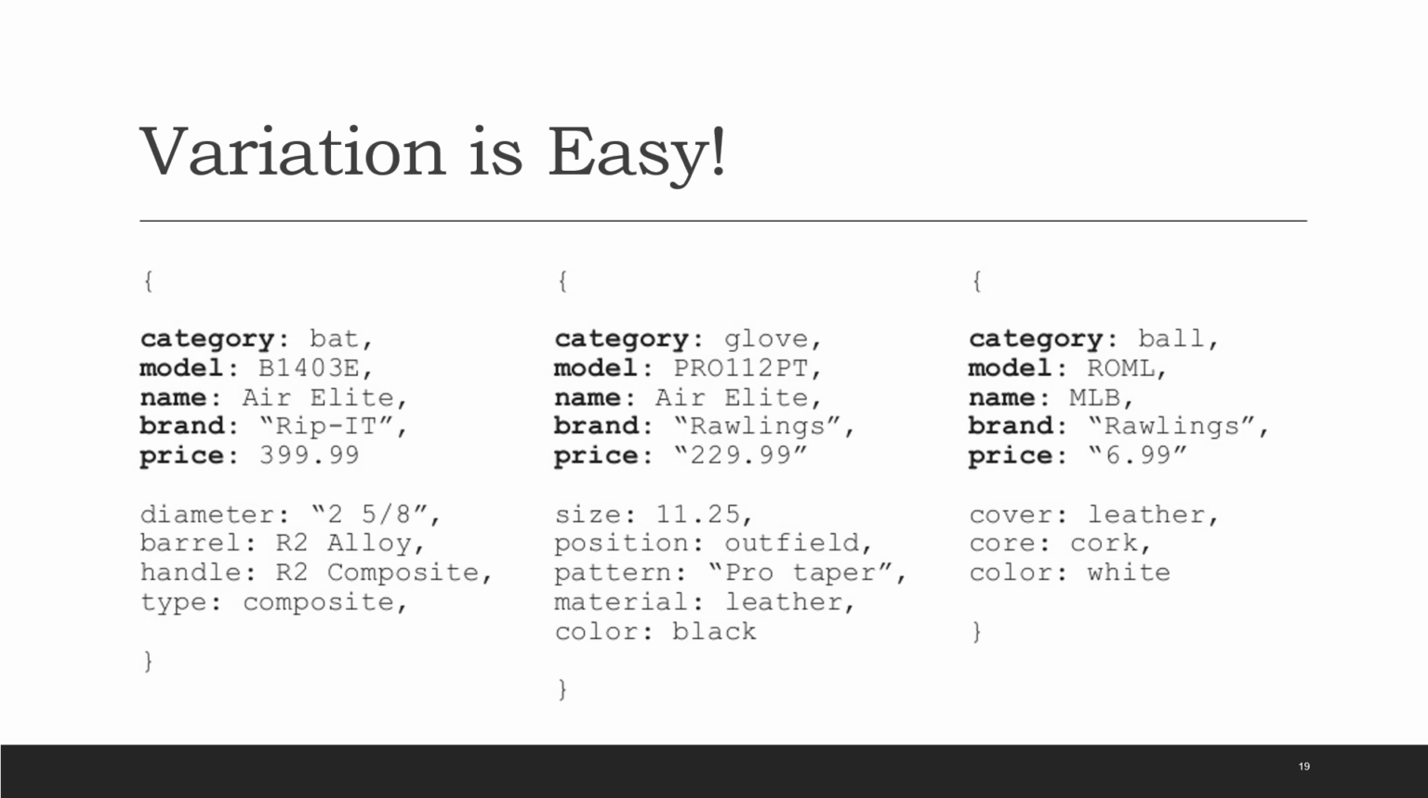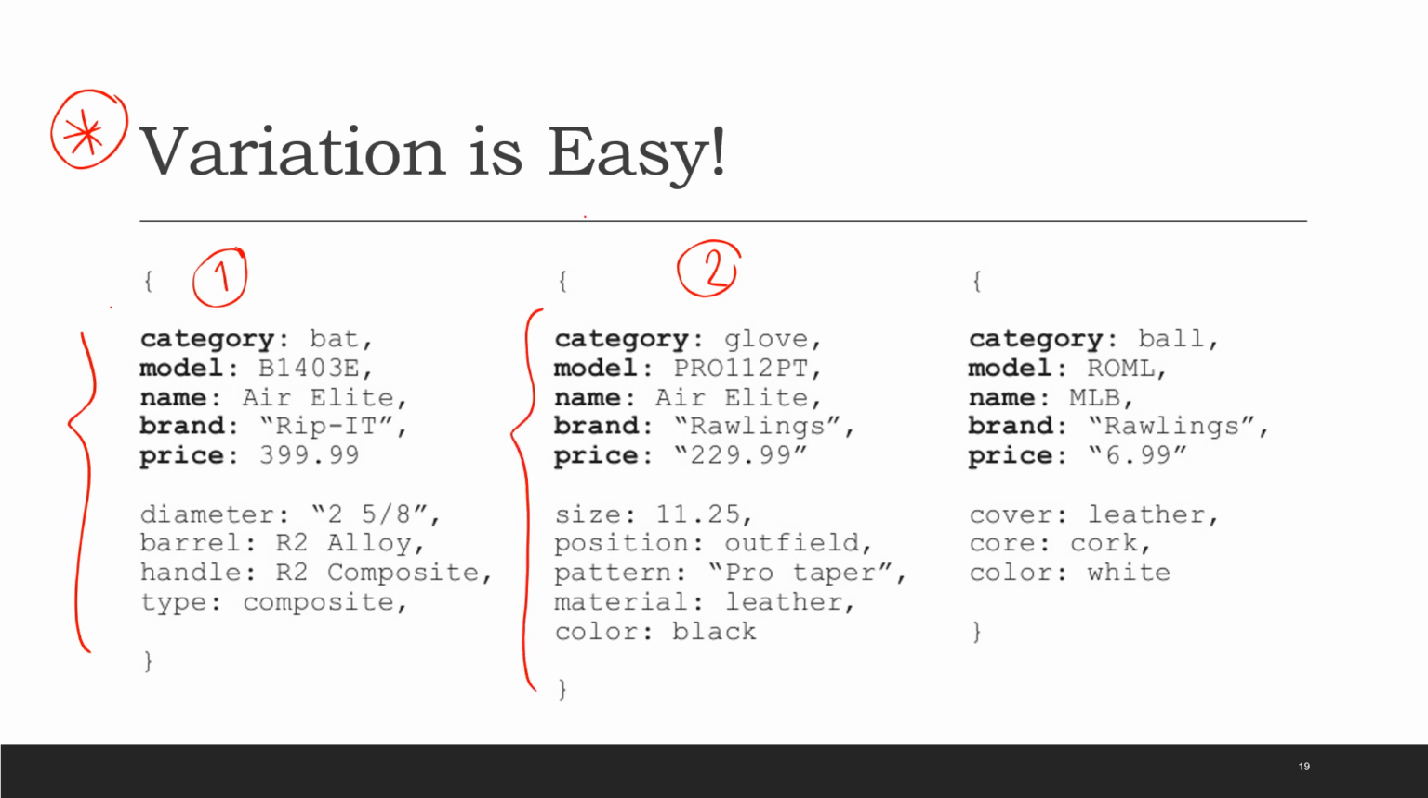Again, in summary, similar to the previous bicycle example, you can see that variation is easy. The first product, which is a baseball bat, has this document structure. The second product, which is a baseball glove, follows this different structure. And then the third product, a ball, follows this different structure. But all could be in the same database collection in our document model, just with different structure and schema and so on.